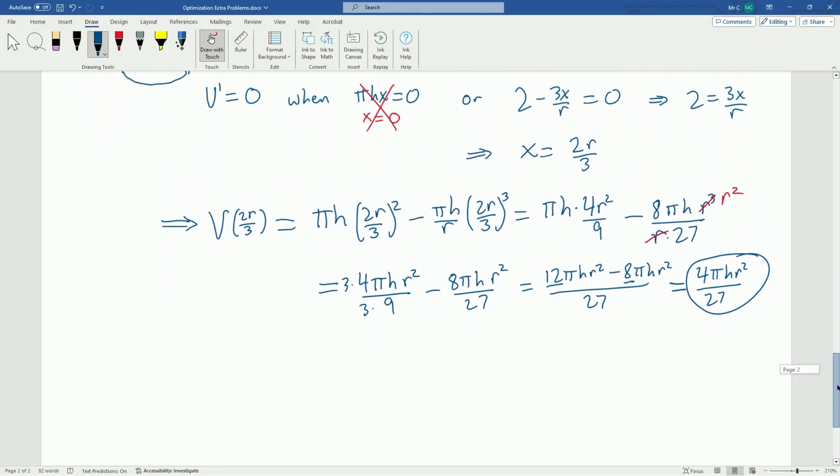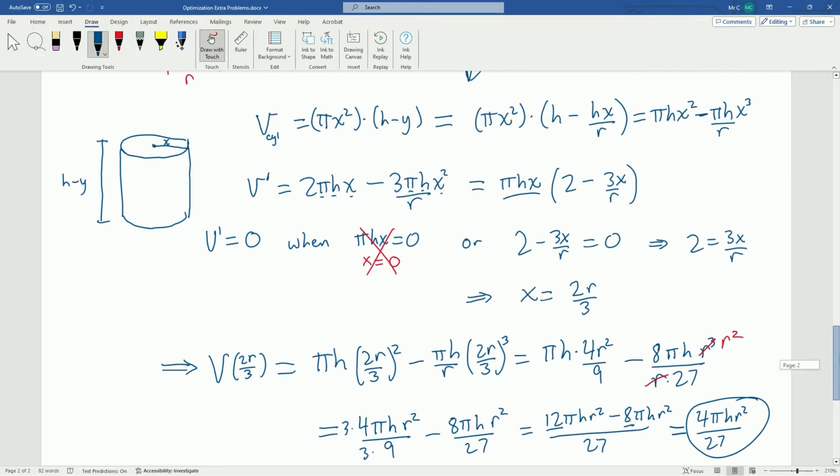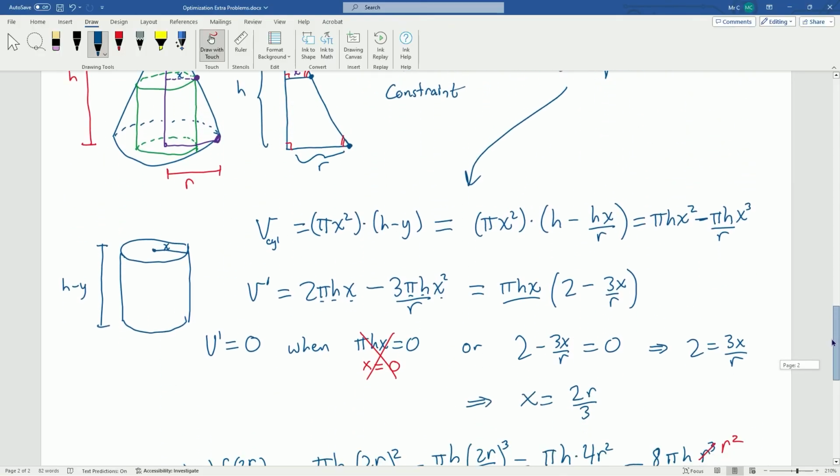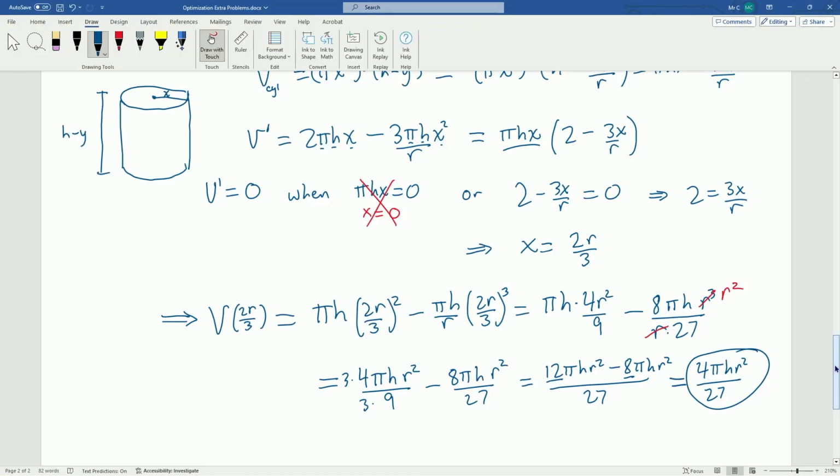Well, that one's a fairly tough problem, I think. But once you get the setup figured out, the rest is just the general kind of standard stuff that we do in these optimization problems.